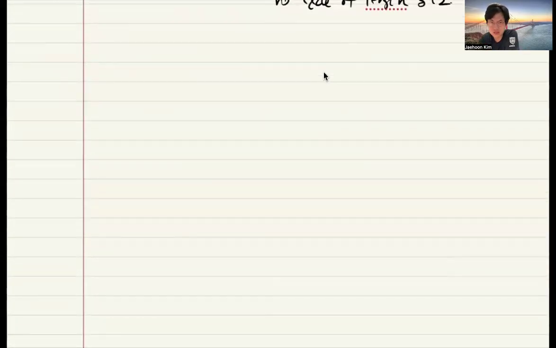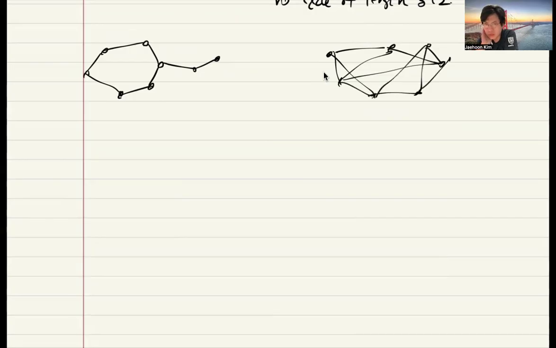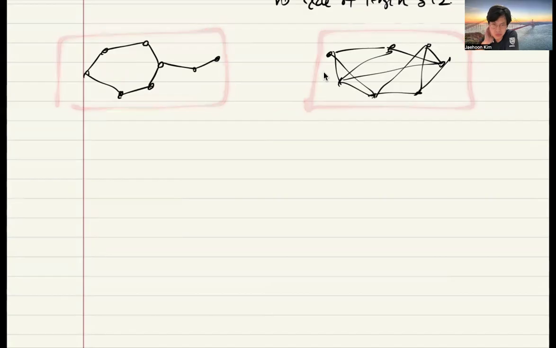So we defined connected graph. For example, let's say you have this graph. This is a connected graph. And you have this graph. Both are connected graphs. But somehow, how do you feel? This feels more connected than this. We don't know why, but somehow in various problems, we have a different situation.